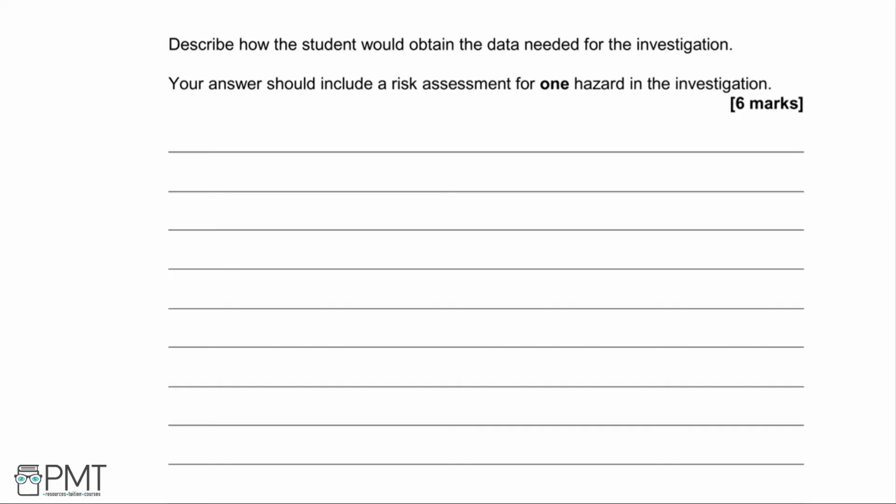Describe how the student would obtain the data needed for the investigation. Your answer should include a risk assessment for one hazard in the investigation, and this is a 6-mark question. So you might get 1 or 2 of these 6-mark questions in your exam paper asking you to describe a practical. What we need for this 6-mark question is to clearly answer the question, which is how would we obtain the data. And this also needs to be written out very clearly and in a logical way in order to get those full 6 marks.